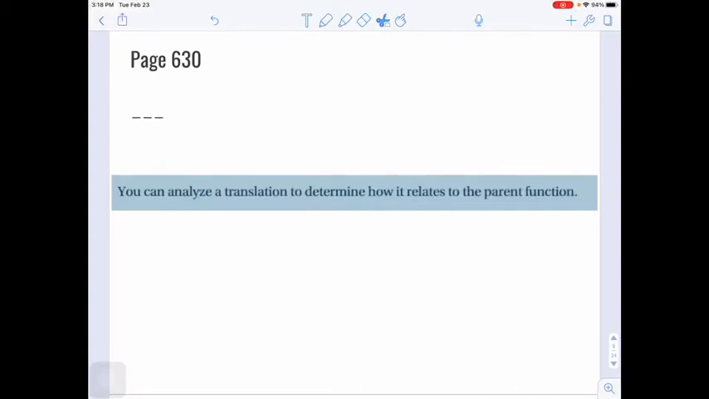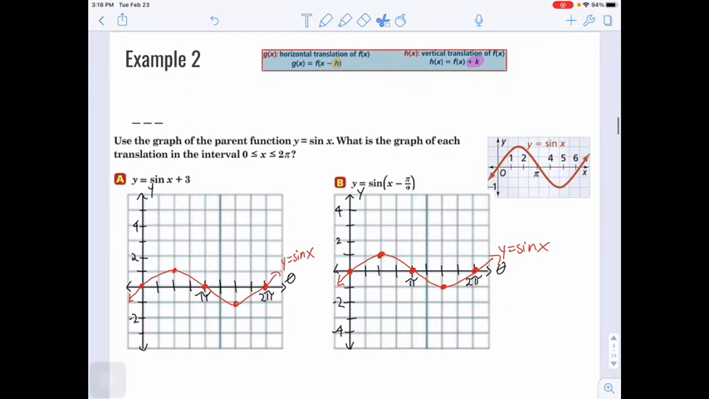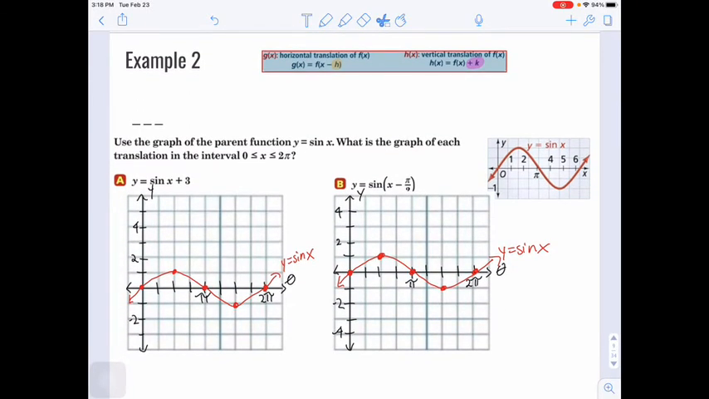Section 8.7, Example 2 on page 630. You can analyze a translation to determine how it relates to the parent function. So for example 2, we have: use the graph of the parent function y equals sine of x. What is the graph of each translation in the interval from 0 less than or equal to x less than or equal to 2 pi?